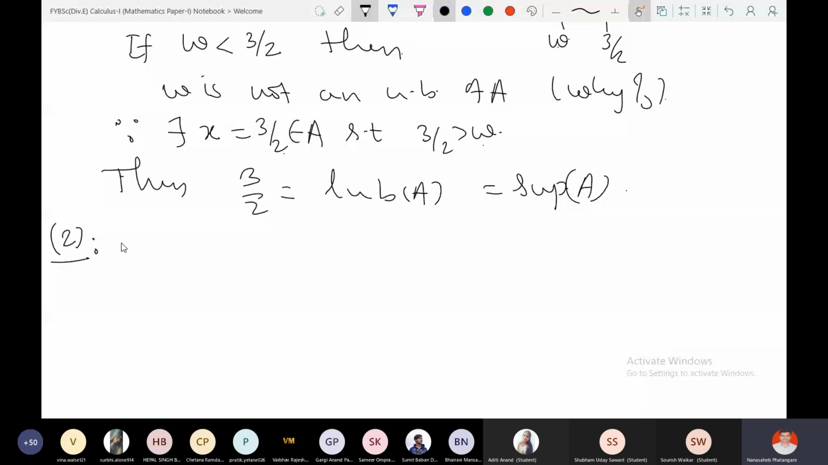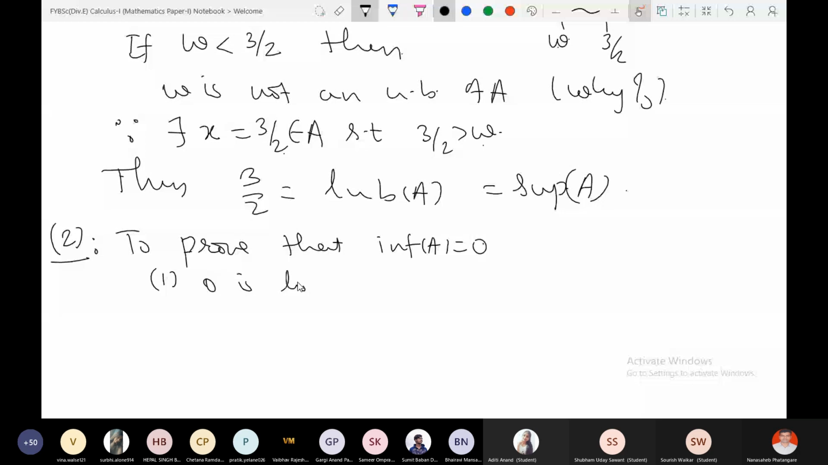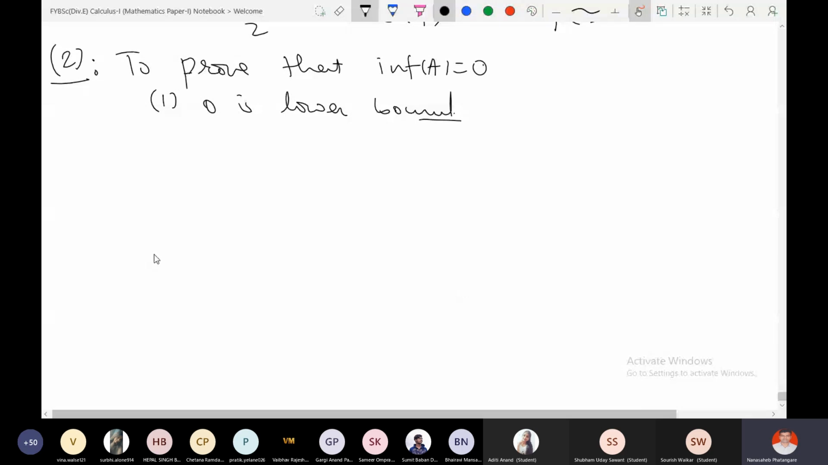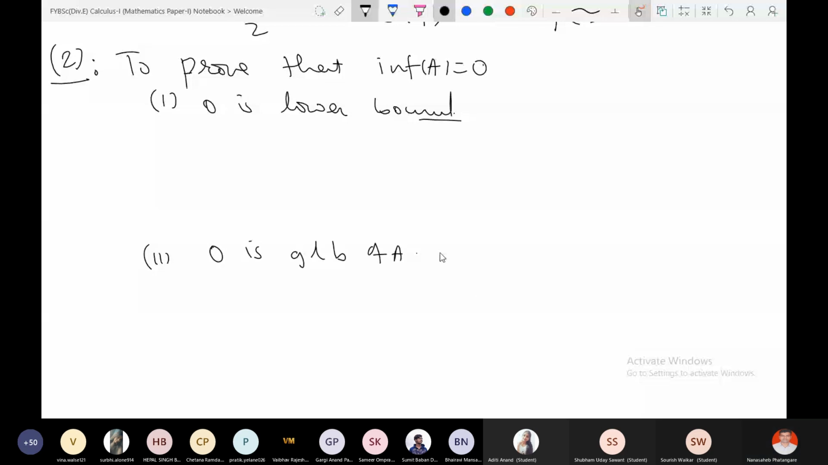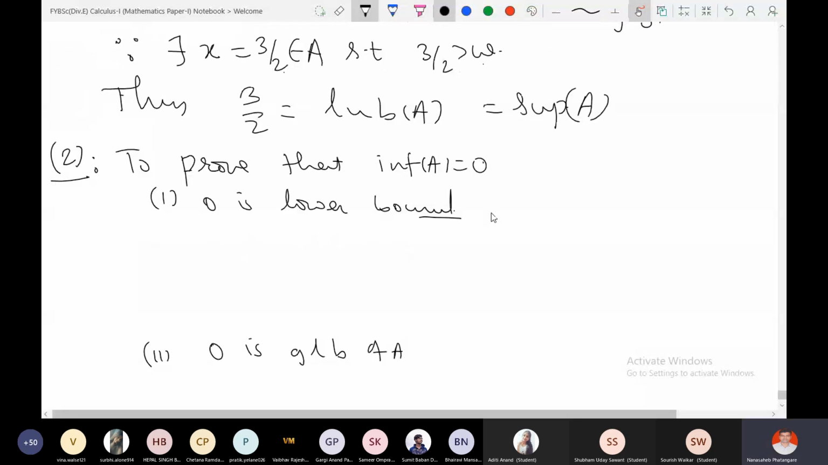Secondly, we want to prove that the infimum of A is 0. Now, do you understand? It is straightforward to prove, right? The first step is to prove that 0 is a lower bound, and the second step is that 0 is the greatest lower bound of A. Now why is 0 a lower bound?